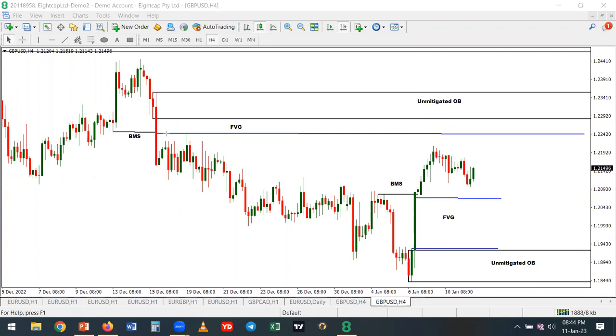Another FVG here. The other block here, this other block. Did it form an FVG? Yeah, this is an FVG here. Did it break structure? Of course, it broke this structure here. All right, are we getting it?